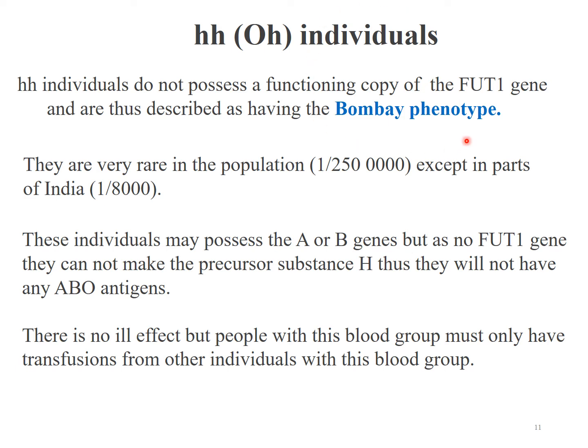That's because they do not have antigen H, and therefore their body will generate antibodies against antigen H, which can be found in either blood type O, blood type A, B, or blood type AB.